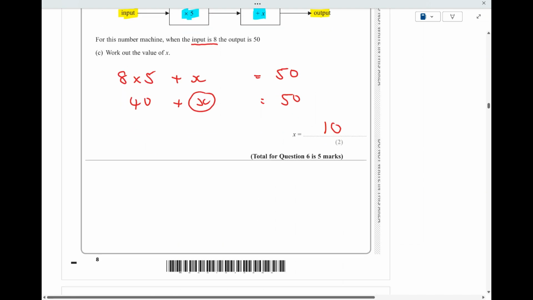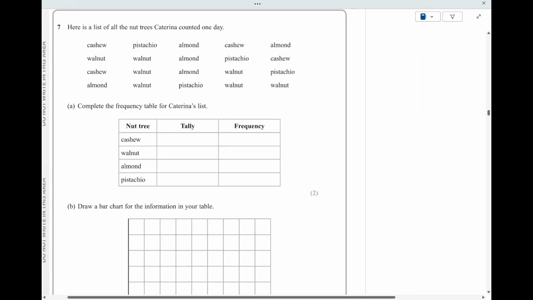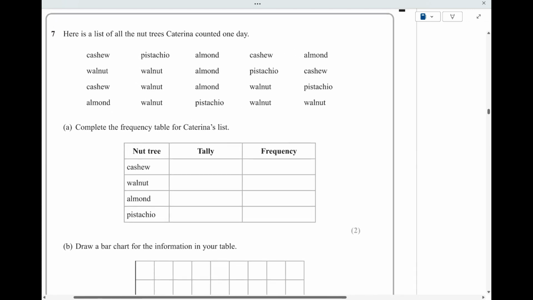Let's have a look at question 7. Here is a list of all the nut trees Katerina counted one day. Complete the frequency table for Katerina's list. Right, now when I'm doing this, I always go tick, tally, because then, all being well, I don't make a mistake. Walnut. And you've got to try and not be tempted to deviate from this method, even though it feels a bit slow, because what you want to do is get your marks.